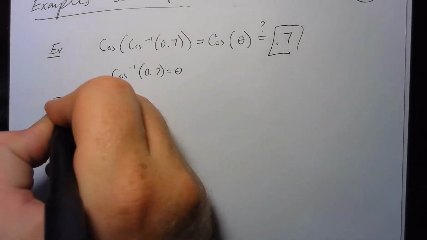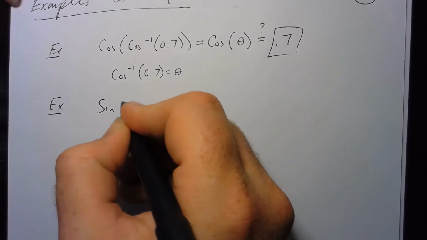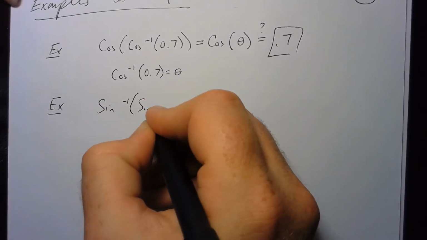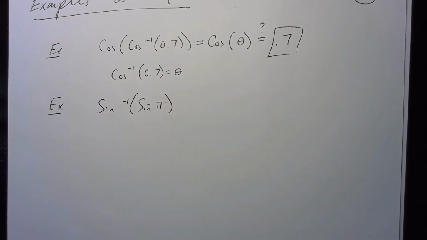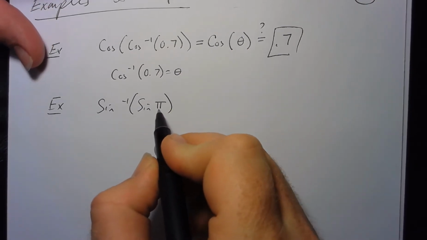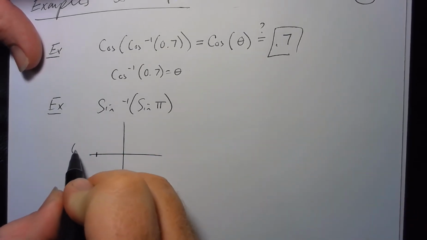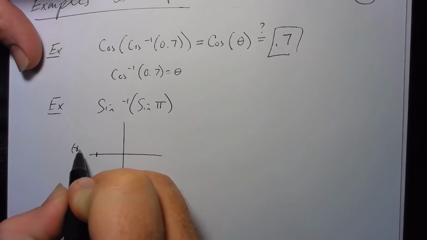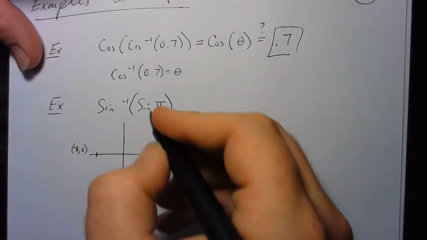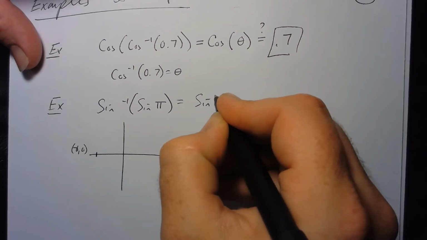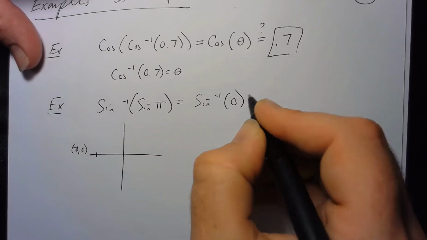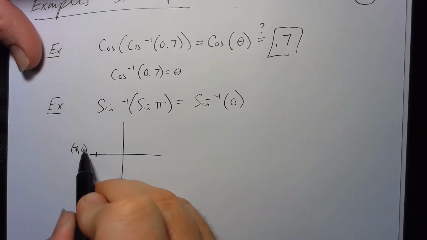So let's take a look at another example. This one might be a little bit more in our wheelhouse. How about the sine inverse of sine of pi? For this one, again, if the sine function is there, we can just look straight to the unit circle and start asking ourselves some questions. In this case, we're looking at the sine of pi. The sine of pi sits over here, at -1 comma 0. So I know that that is going to be the same thing as the sine inverse of 0, because I know that the sine of pi is actually a value of 0.